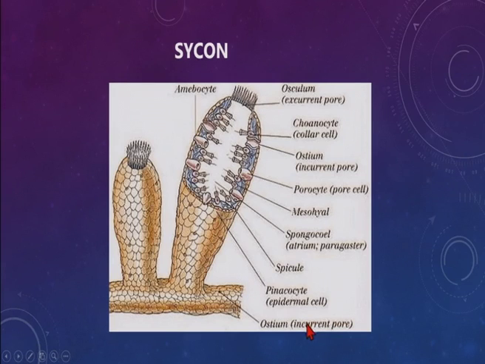And this is the porocyte or pore cell. This is the mesohyl, and this is the spongocoel, the larger cavity, also called the atrium and paragaster. This is a spicule. This is the pinacocyte, the epidermal cell, and this is the ostium, the incurrent pore.